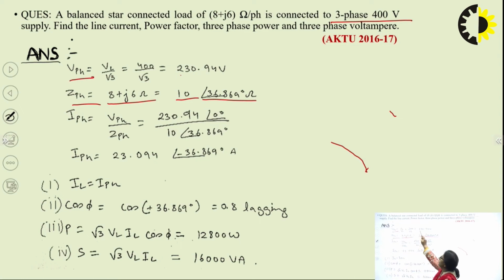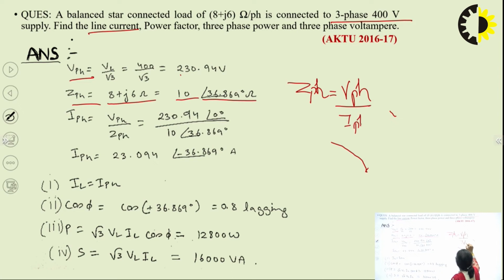400 by root 3, that is 230.94. Fine. If that is so, what will be the phase current then? What is the very first thing I need to know? The very first thing I need to know is the line current. But remember, as the impedance is always a phase value, it can be derived by VPH upon IPH. It can't be derived by VL upon IL. That is the phase value, right?